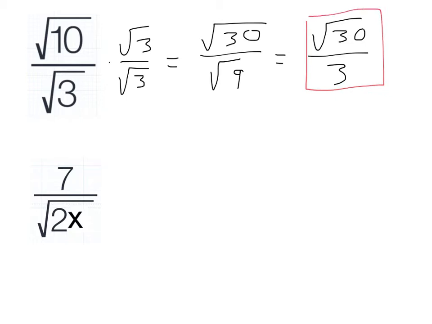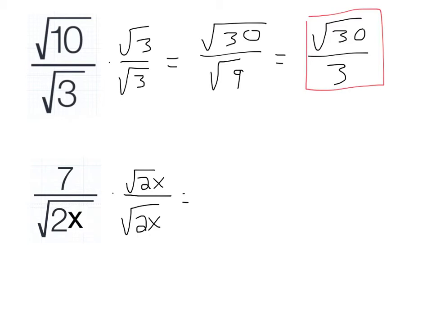Now, if you want to pause it before we do 7 over the square root of 2x, you can do that now. All right, let's give it a try. You'll see that this one is really no different. It just involves a variable. I'm going to multiply by the square root of 2x over itself.